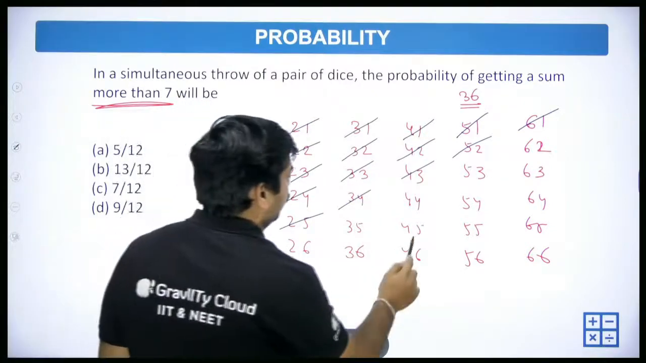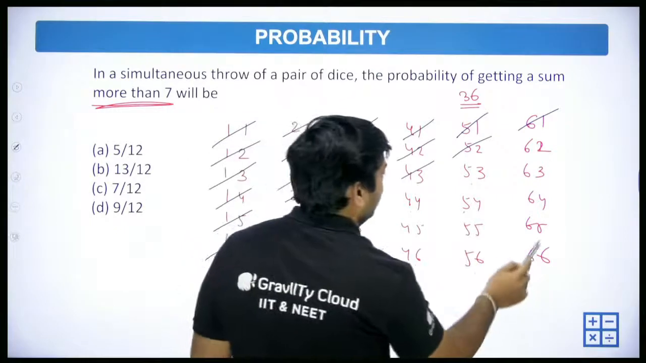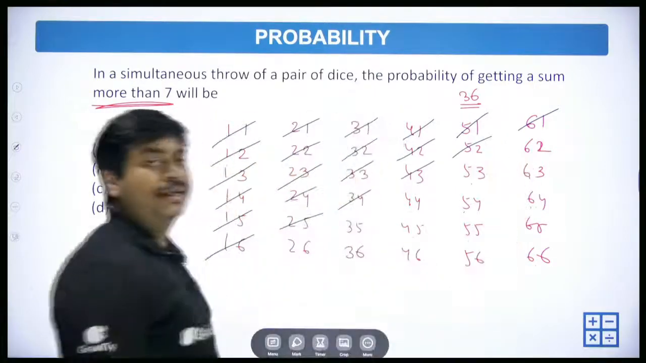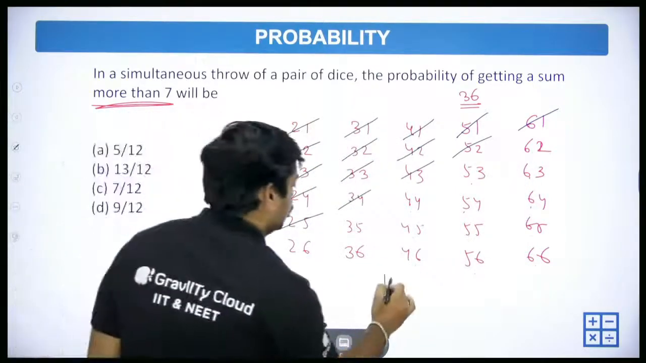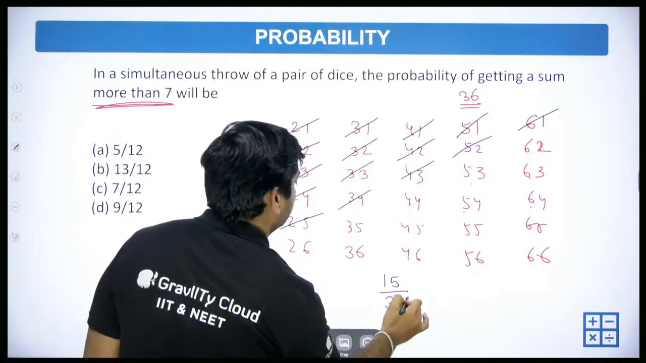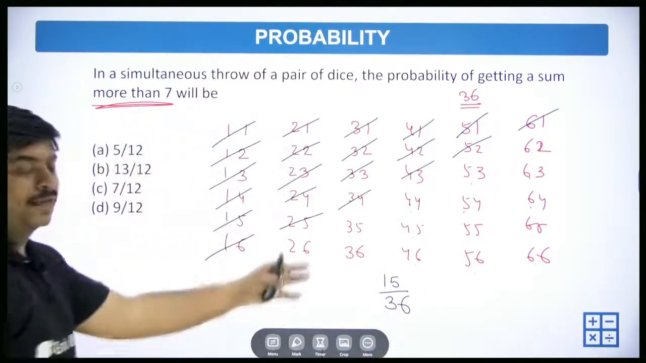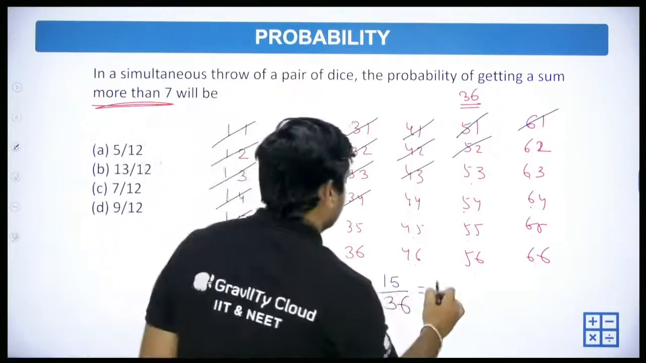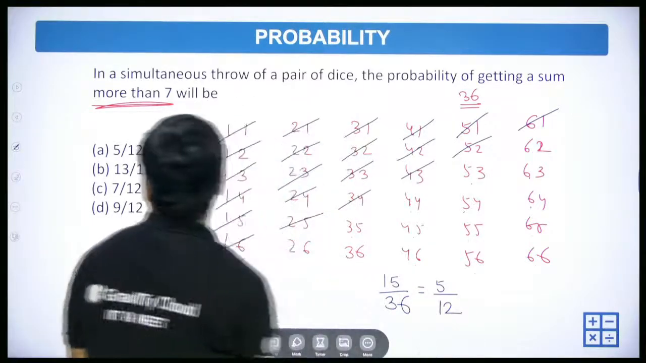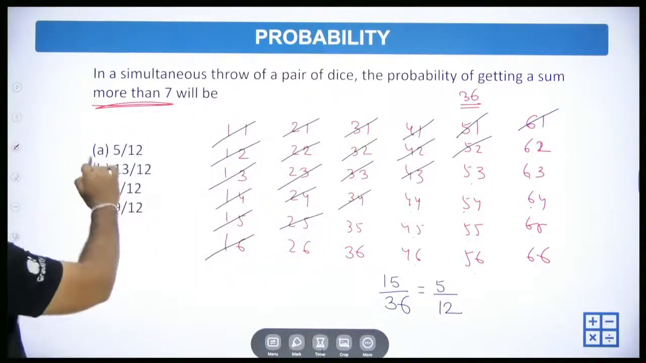1, 2, 3, 4, 5, 6, 7, 8, 9, 10, 11, 12, 13, 14, 15. So total favorable cases are 15 out of the total 36, 15 by 36. Do we have any option with that? I think we can cancel with 3: 3 fives and 3 twelves. So 5 by 12, right? So 5 by 12, we have that option A.